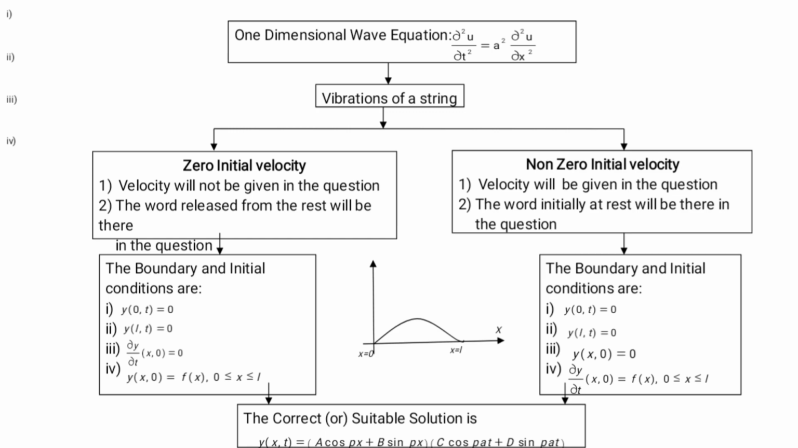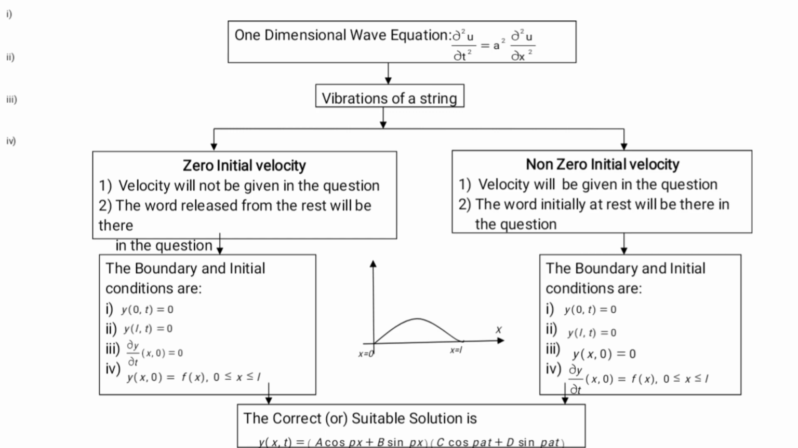The equation model is ∂²u/∂t² = α² ∂²u/∂x². So you have to find u of x comma t. Some books follow ∂²y/∂t² = α² ∂²y/∂x², so y of x comma t. Both are the same.